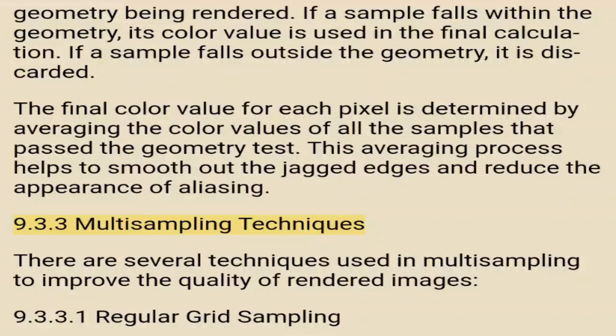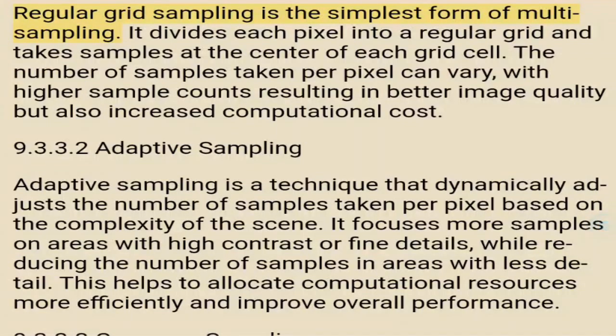9.3.3 Multisampling techniques. There are several techniques used in multisampling to improve the quality of rendered images. 9.3.3.1 Regular grid sampling. Regular grid sampling is the simplest form of multisampling. It divides each pixel into a regular grid and takes samples at the center of each grid cell. The number of samples taken per pixel can vary, with higher sample counts resulting in better image quality but also increased computational cost.